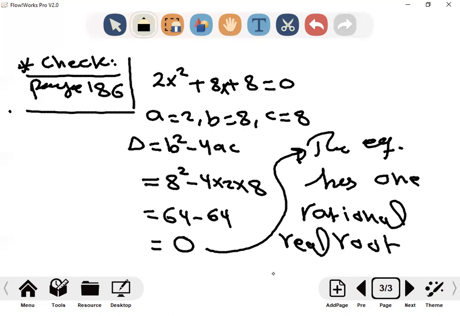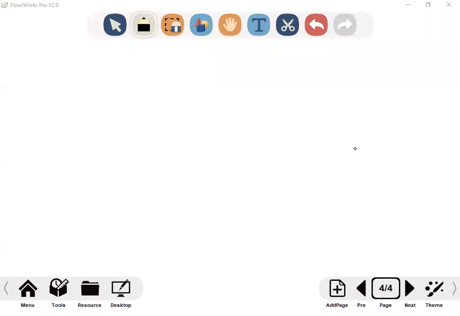If you finish writing, for sure. The equation has one rational real root. Okay, example 5.